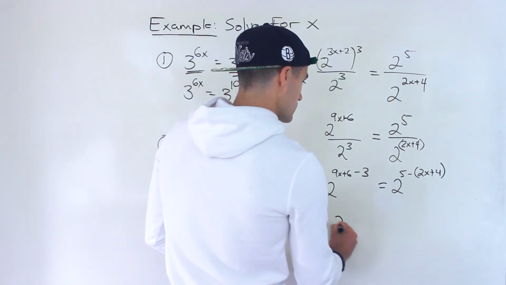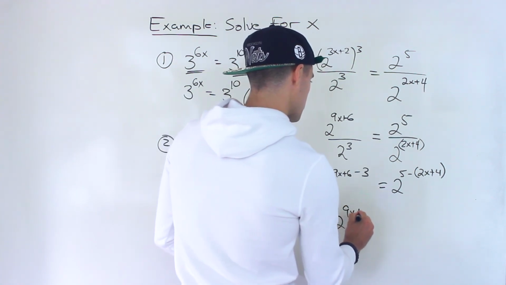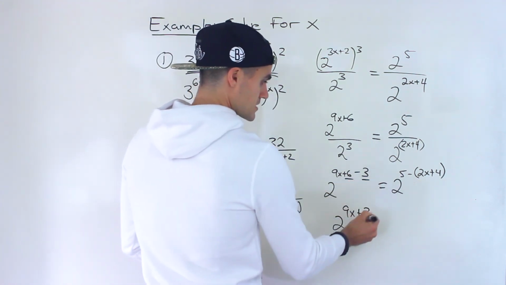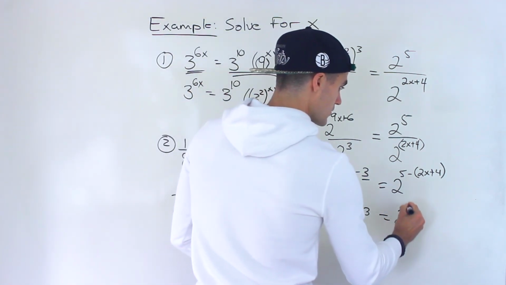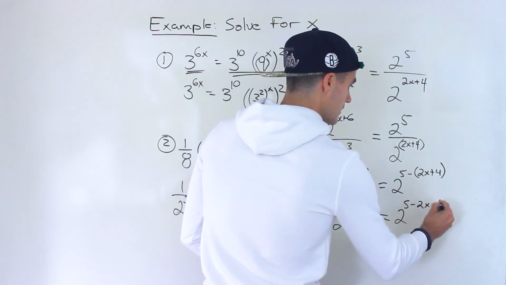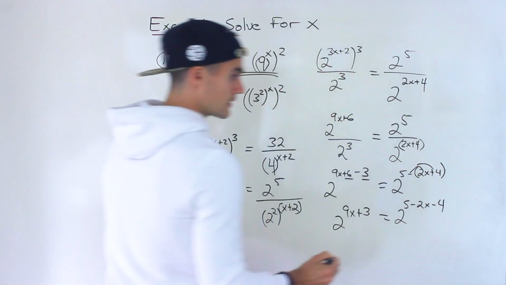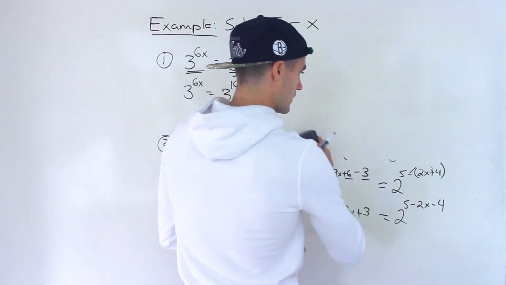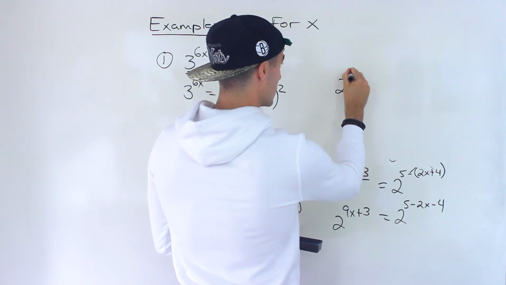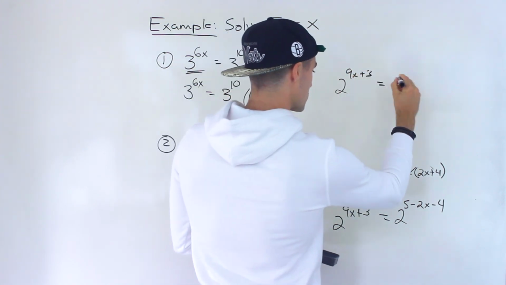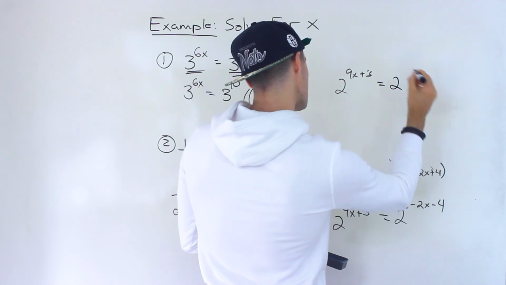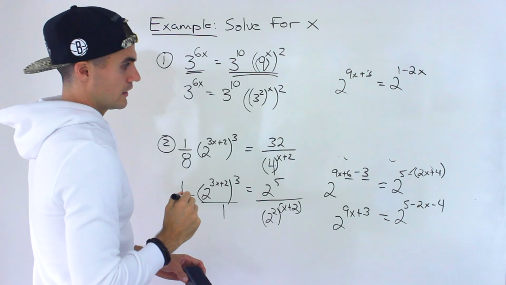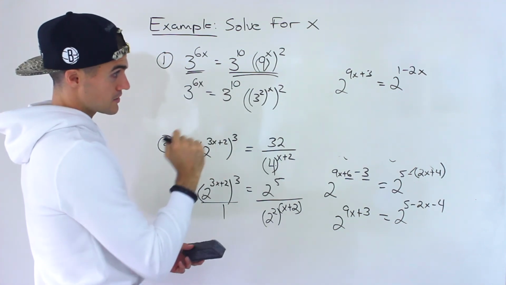So this would end up being 2 to the power of 9x plus 3. Right, these are like terms that simplify to 3, and then over here we'll have 2 to the power of 5 minus 2x minus 4 if we distribute that negative inside the bracket. And so we would end up having 2 to the power of 9x plus 3 equals 2 to the power of 1 minus 2x. Like that. 5 minus 4 is just positive 1.